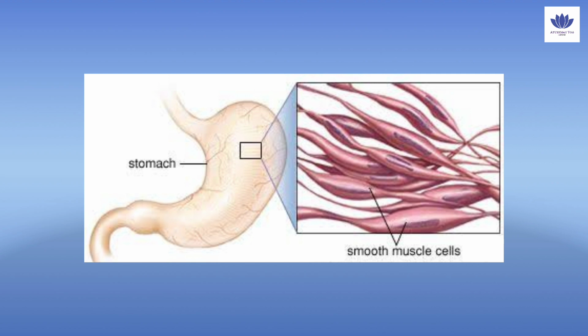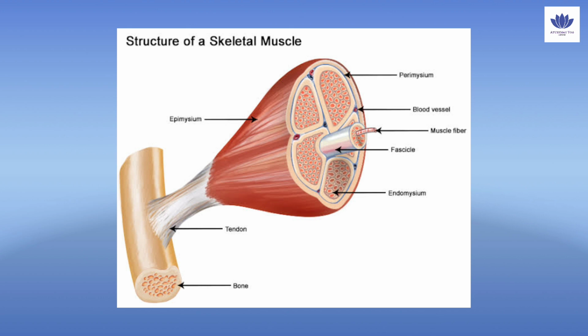These are found in organs or organ systems such as the digestive system, respiratory system, etc. These have a non-striated appearance. And then the skeletal muscle. These are the voluntary muscles. These are attached to the skeleton and provide the skeleton with the ability to move. These also have a striated appearance.